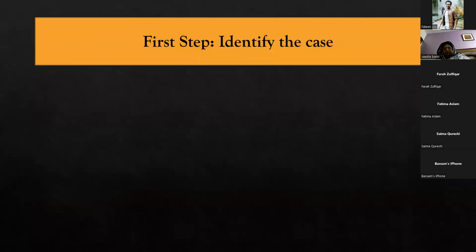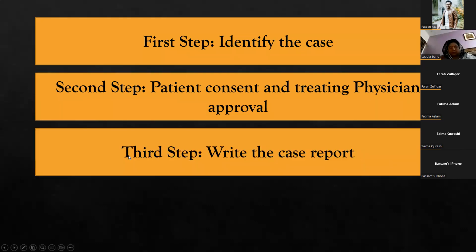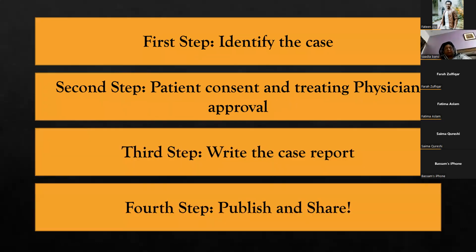Now we'll go through the steps one by one. The first thing is to identify the case, as we discussed before. The second step is to have patient consent and the treating physician's approval. Sometimes you can yourself be a treating physician, or you can be a physician who was consulted, or you can be a medical student involved in the case care. So it's always good to have the treating physician's approval before you start the process. Then the third step is, of course, to write the case report. And the final step is to publish it and share it.